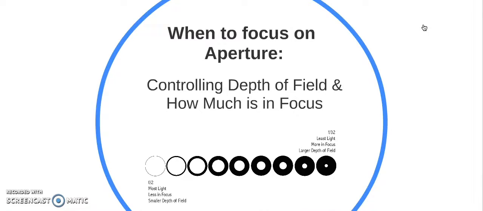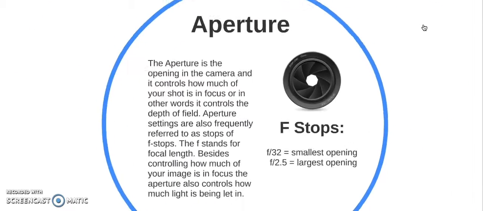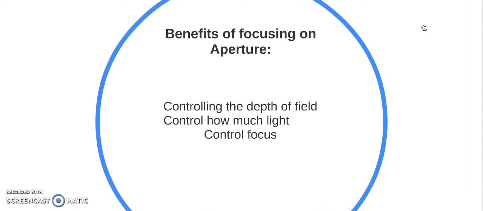I focus on aperture most of the time because I like how I can control the depth of field, how much of my image is in focus. I also like to try and control my light with it as well. So at f2 or 2.5, the most light is going to be let in, less is going to be in focus, you're going to have a smaller depth of field, where at f32, the least amount of light is let in because the hole is smaller, but more is going to be in focus, so you're going to have a larger depth of field. Oops, wrong way. So the benefits of focusing on aperture is you can control the depth of field, you can control how much light you're letting in, and you control how much of your image is in focus.